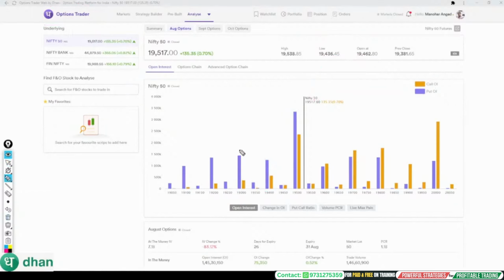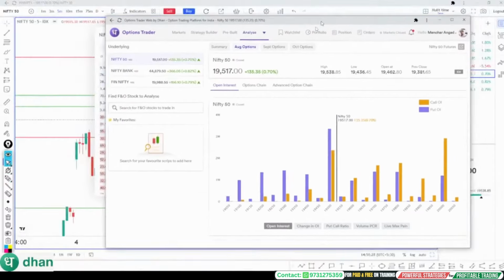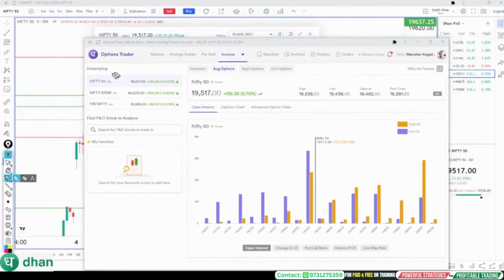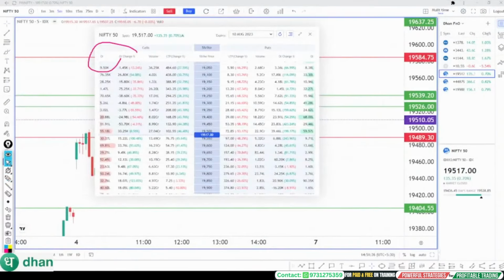Look at this. The put writing. This is the call writing. Much higher put writing we could see here. This is the Option Trader application, my dear friends. It's a very sophisticated application for option traders, both buyers and sellers. If you're not using it, use it. Download the violet color application and explore it.